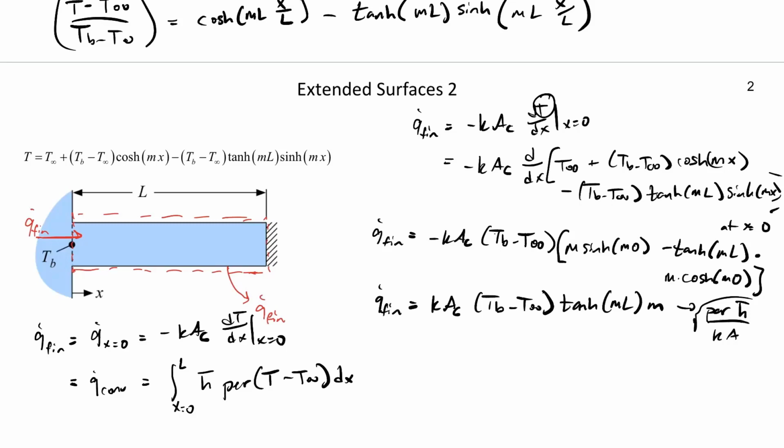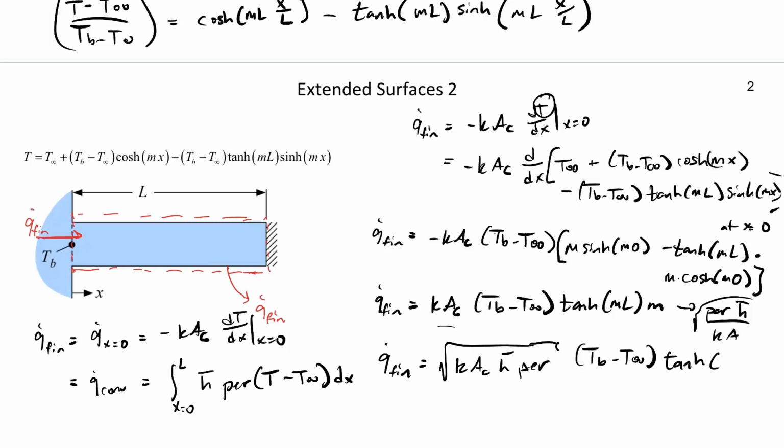So we substitute m in. If I bring that in, I have k A_c over here, and it simplifies down to q fin equal to the square root of k A_c h bar times perimeter, times (TB minus T infinity) times tanh of ml. Hopefully we got through that okay.